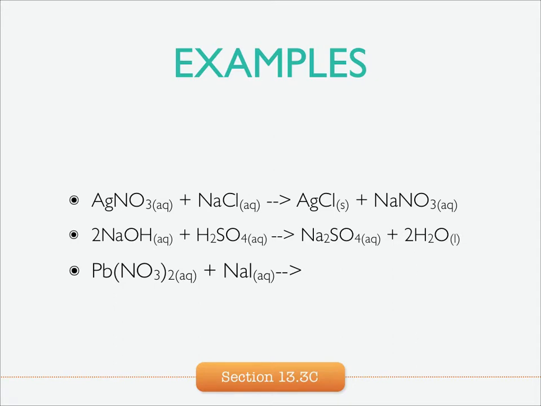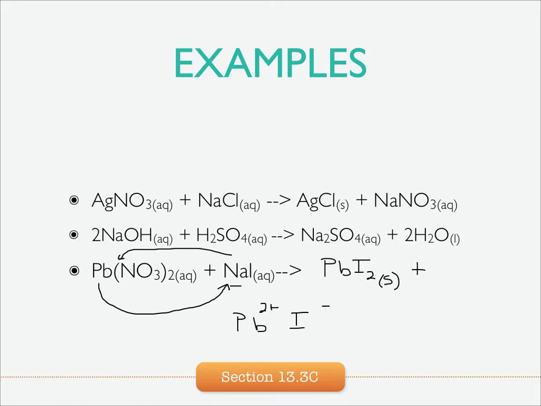And here's another one. If we're trying to figure this out, let's figure out what's going to happen. Remember, we're going to try to switch these guys. So the lead is going to take the place of sodium. Sodium is going to come over here. So we're going to put lead and iodine together. And lead is a 2+. Iodine is a 1-. So we get this PbI2. And this is the one that's a precipitate. This would be a yellowish compound.